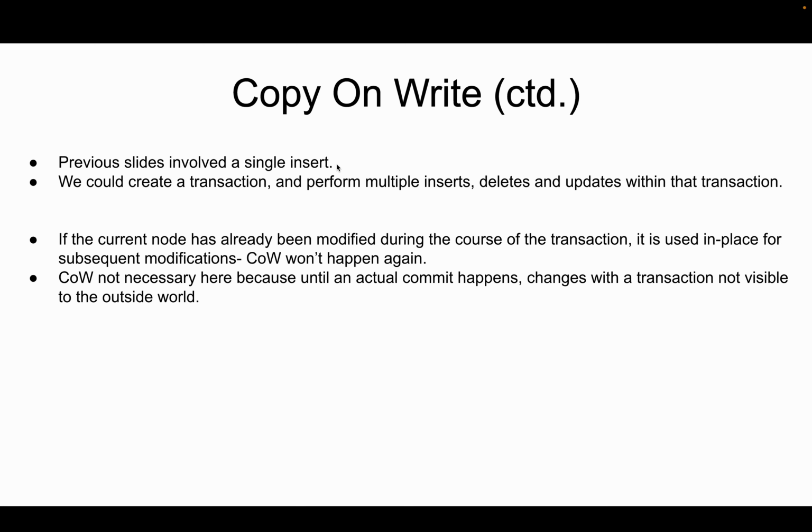But yeah, previous slides involved a single insert. We could create a transaction and perform multiple inserts, deletes, and updates within the context of the transaction. If the current node has been modified during the course of a transaction, it is used in place for subsequent modifications. Copy and write won't happen again. Copy and write is not necessary here, because until an actual commit happens, changes within a transaction are not visible to the outside world. Yeah. So maybe some of this makes sense.